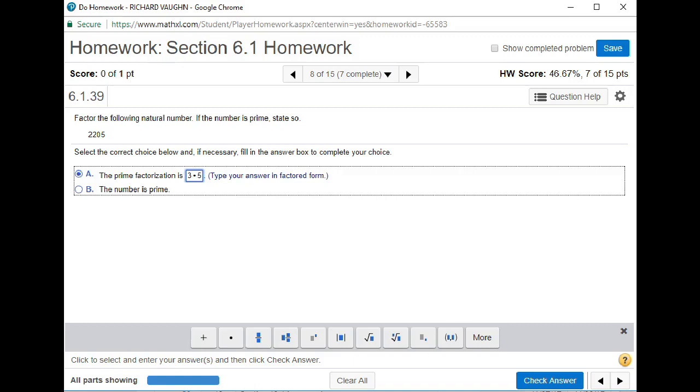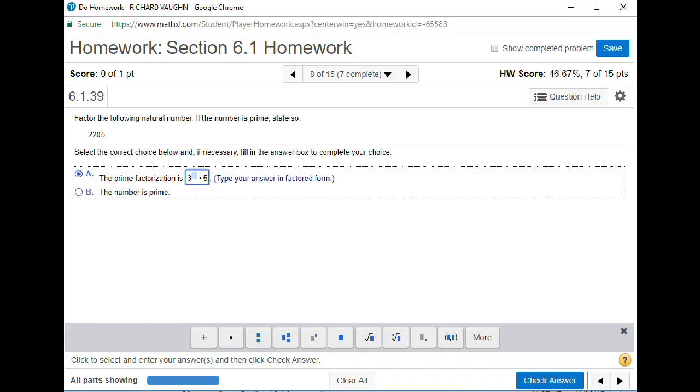147: 1 plus 4 plus 7 is 12, so actually it is divisible by 3 again. Let's go back and factor out another 3. That gets us down to 49, which is 7 times 7. So I have 3 squared times 5, and then times 7 squared.